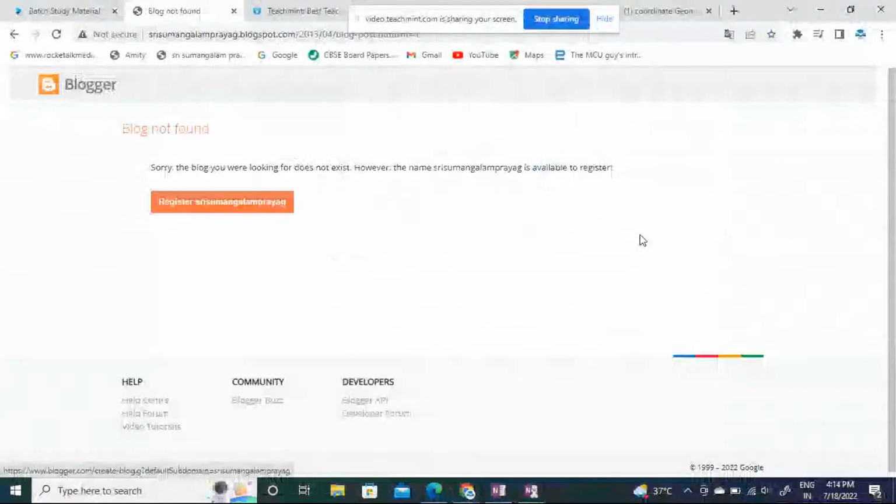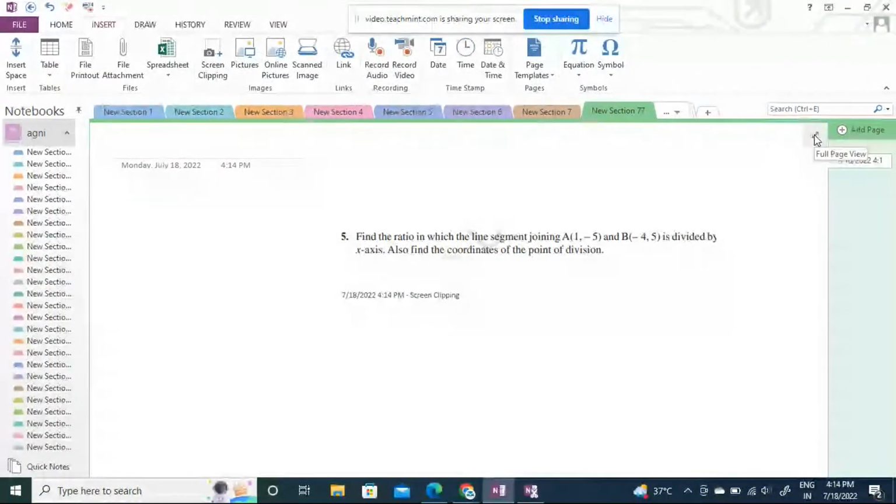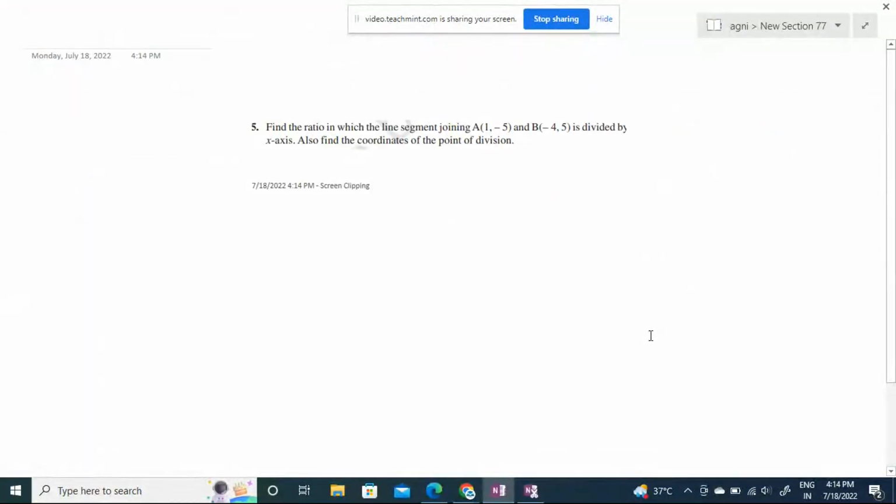Question number 5. Find the ratio in which the line segment joining these points is divided by the x-axis. These are the points A and B: 1, -5 and -4, 5. And it is divided by the x-axis.